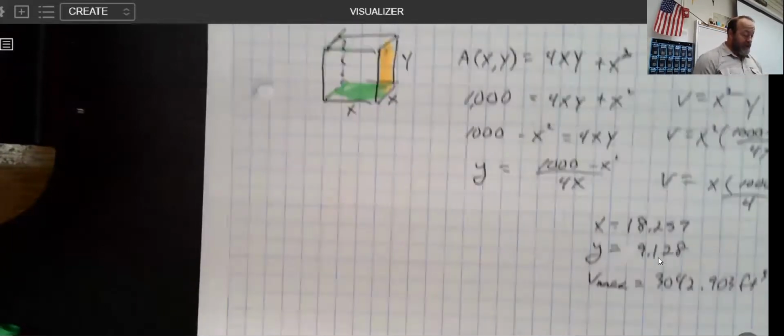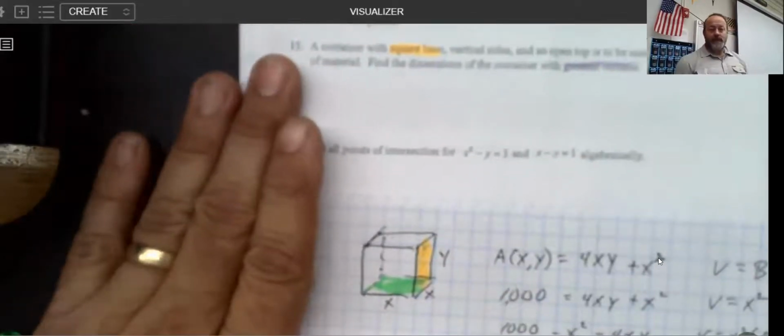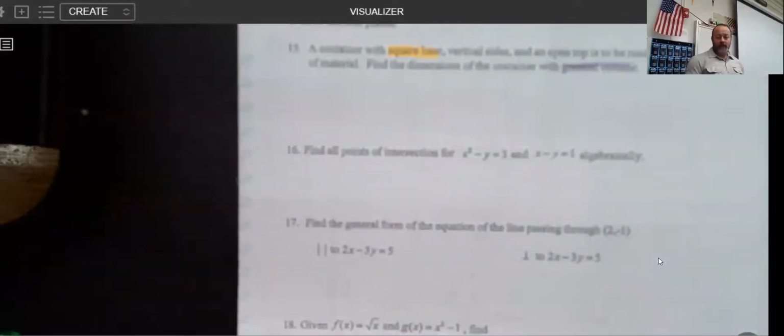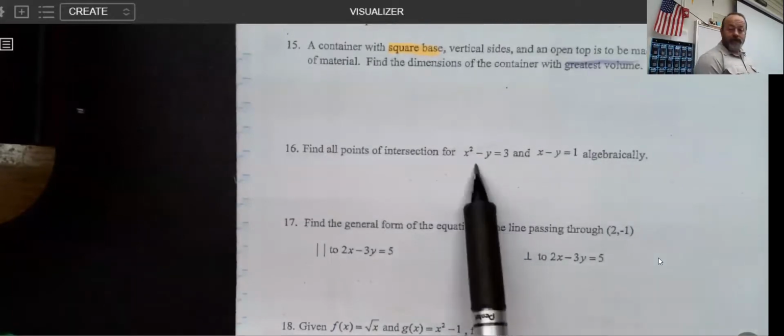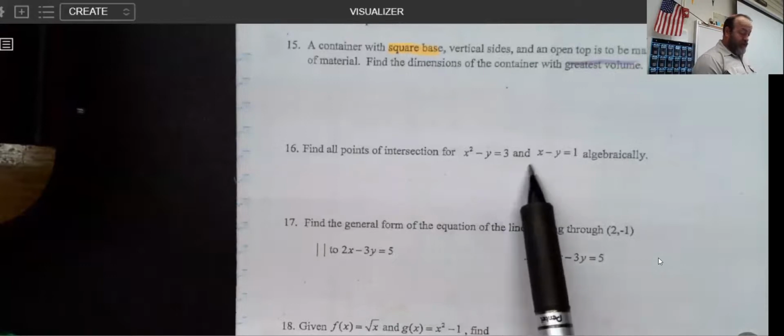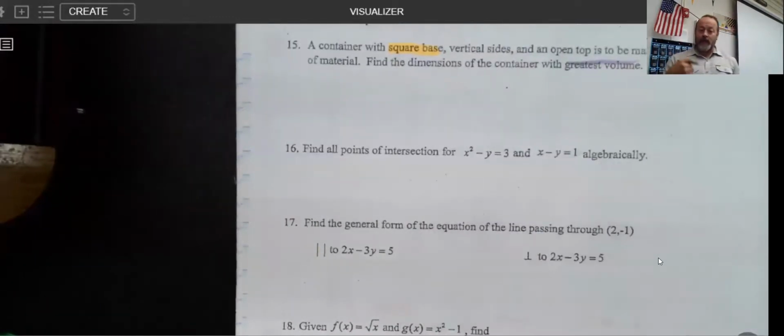I think I've exhausted that one. Now, we're going to go on to number 16. Number 16 asks me to find all the points of intersection of these two curves. X squared minus y equals 3 and x minus y equals 1. But we're going to do that algebraically. So we might use our calculator to validate our answer, make sure we did okay, but we're actually going to use just strictly algebraic methods.